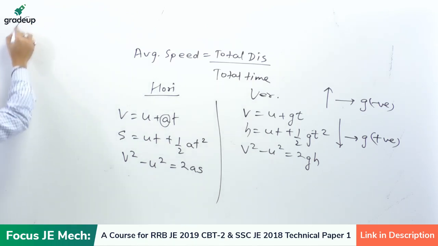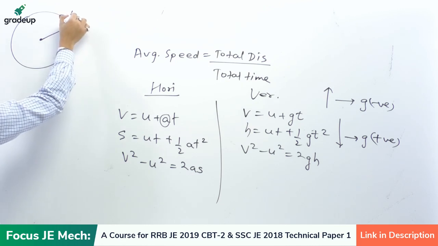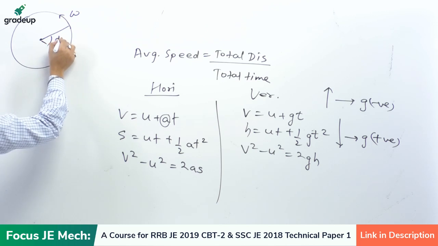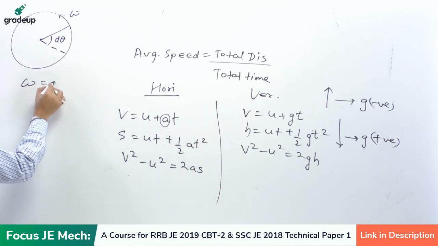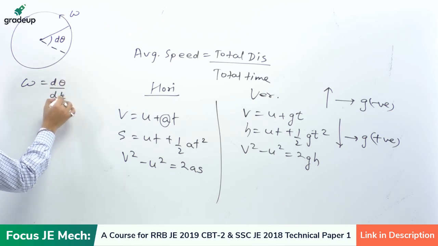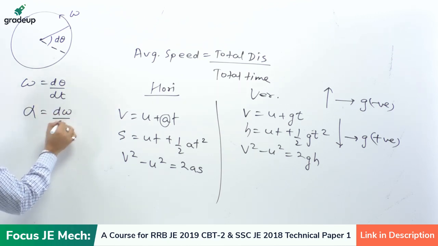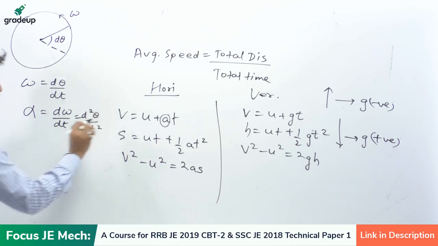you know that if there is a body, if this is a circle, the body is going this way with an angular velocity omega, and in time dt it travels an angle d theta, so you have omega is equal to d theta by dt, where this is your angular speed. And we have angular acceleration that is given by d omega by dt, or it is also given by d2 theta over dt square.